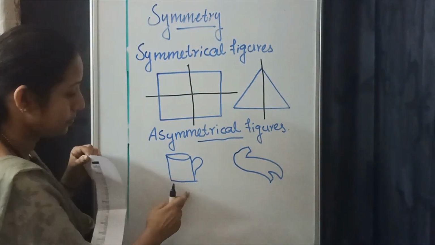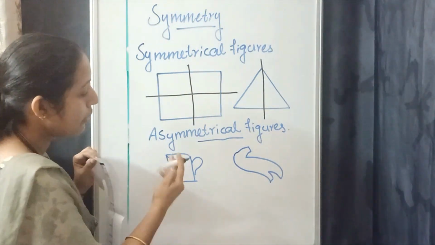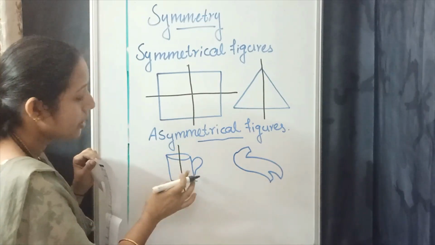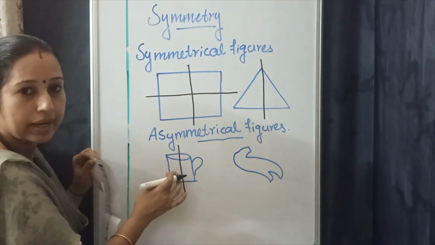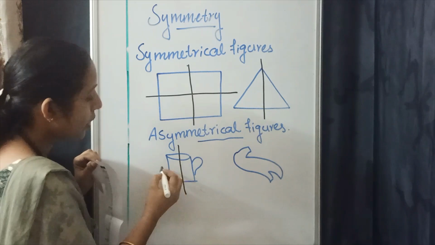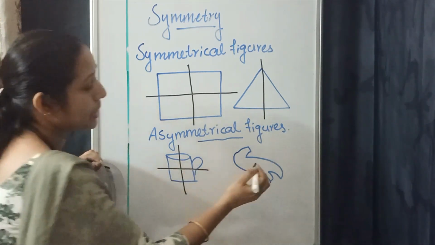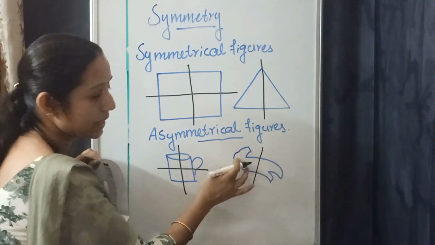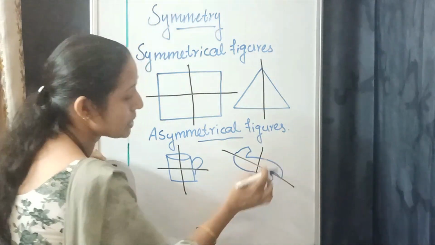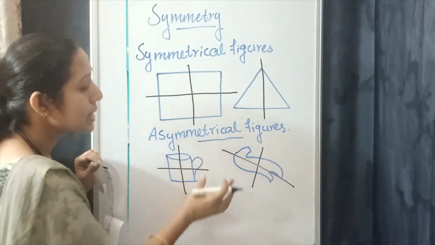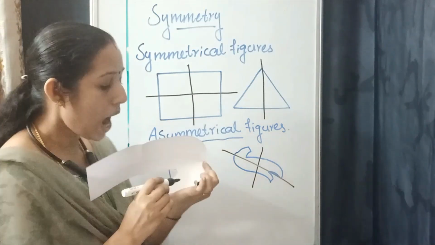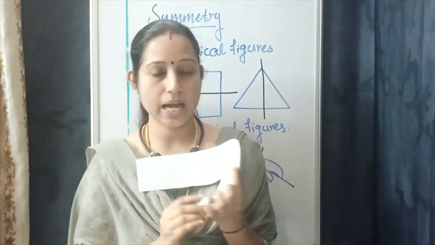Like this mug. If I divide this mug this way, these two parts are not the same, not equal. If I divide the mug this way, the two parts are not the same. And here, if I divide, are these two parts equal? No. So this type of figure is called an asymmetrical figure.